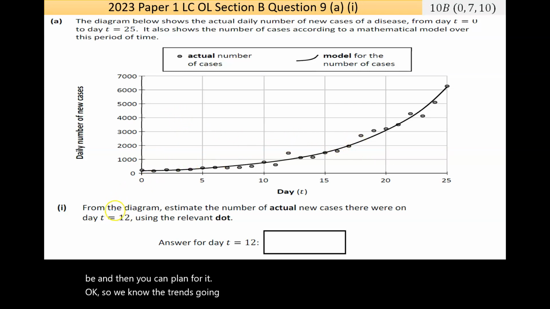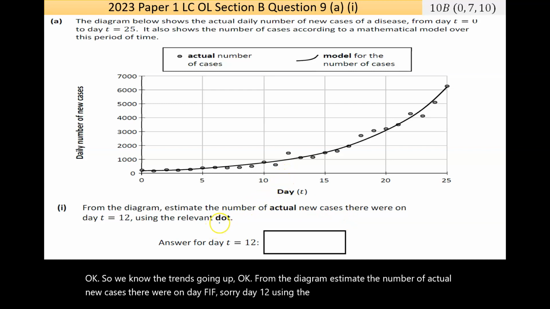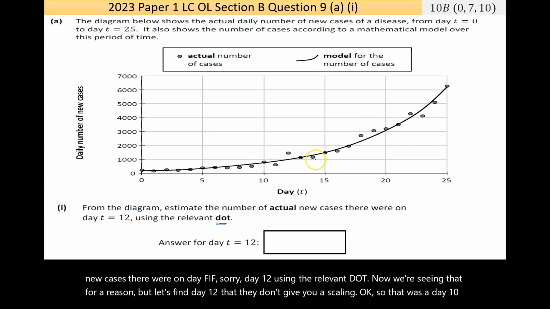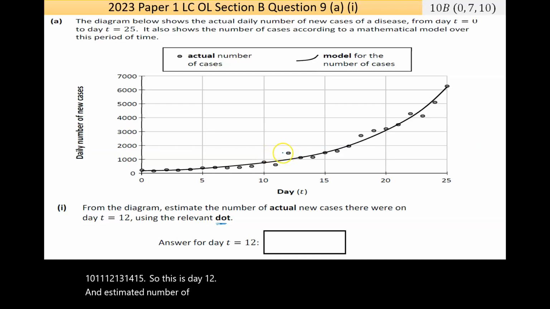Okay, from the diagram, estimate the number of actual new cases there were on day 12, using the relevant dot. Now they're saying that for a reason, but let's find day 12. Now they don't give you a scaling. Okay, so that was day 10, 11, 12, 13, 14, 15. So this is day 12, and estimate the number of cases. Now I have it on the next page. I'm trying to bring a line over.